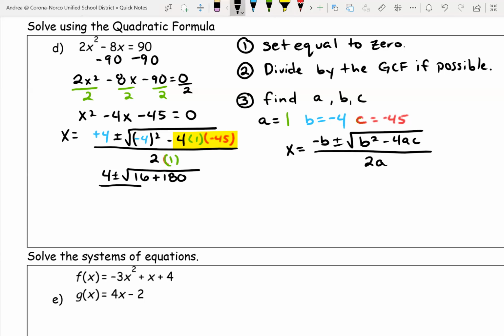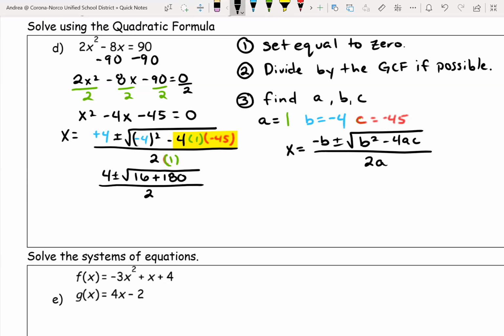The mistake that you're going to make is you're going to forget to change that sign. You're going to keep it negative or something like that. So please double check when you multiply that all together what your answer is. And again, it's multiplying 4 times 1 times 45. You're not adding and subtracting anything there.